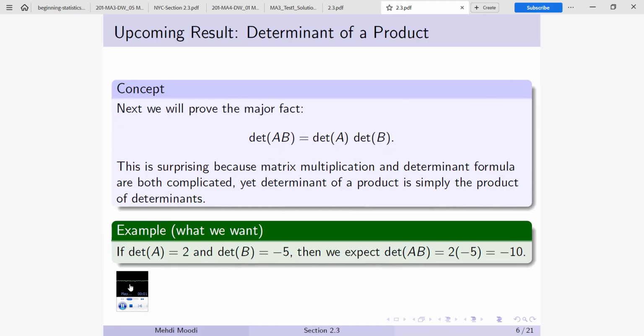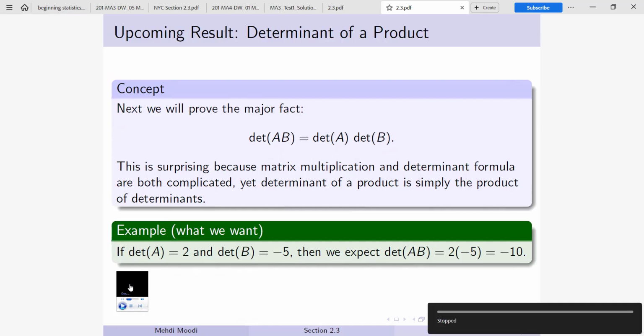This is one of the nicest miracles in linear algebra. Messy multiplication, clean determinant rule. It's like cooking a complicated recipe and somehow the dishwasher cleans itself too.